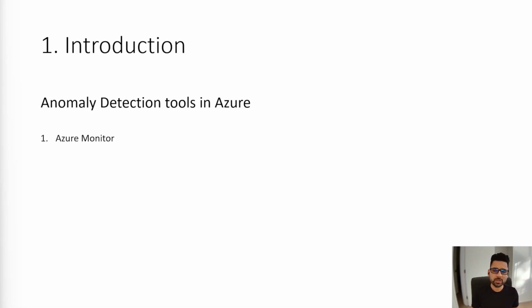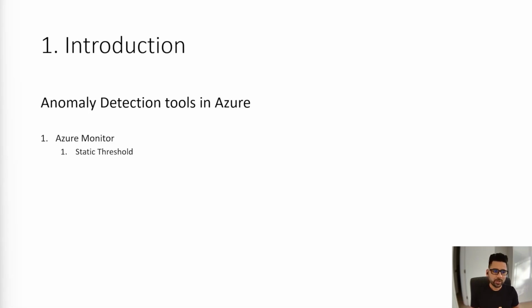The first tool we're going to talk about is Azure Monitor. A lot of you might already be familiar with this service. It is essentially an Azure service which collects telemetry from all other Azure services and allows customers to analyze their telemetry data and create alerts on it. The alerts it offers come in 2 flavors, static threshold and dynamic threshold.